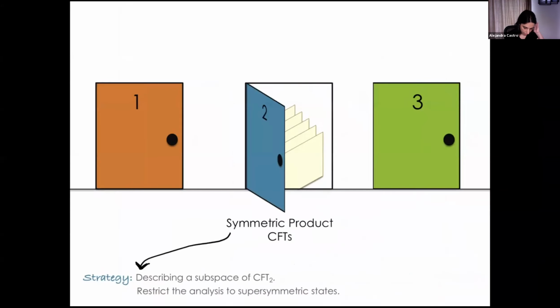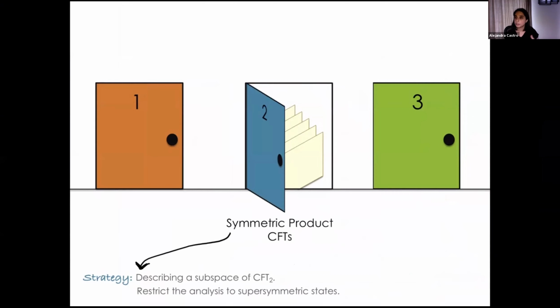Then comes the strategy. We don't know what the space of conformal field theories is, not in 2 dimensions, not in higher dimensions. Understanding the space of theories is quite a difficult question, so we will have to make some compromises. And this is where symmetric products are going to appear.